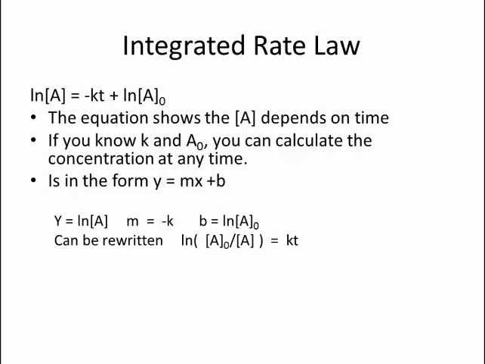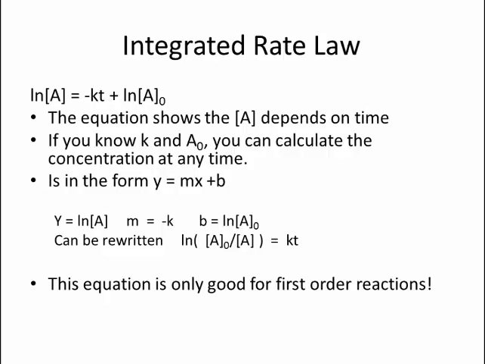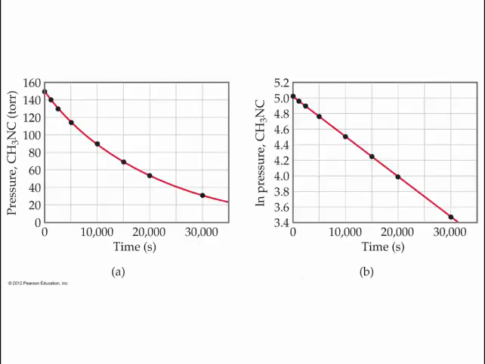It's in the form of y equals mx plus b, where y is the natural log of A, the slope is minus k, and b, the y-intercept, is the natural log of your initial concentration. You can also rewrite it as the natural log of A naught over A equals kt, and you can just manipulate that mathematically. Again, if you need to see this, I will go through all of this step by step in class. But this equation is only good for first order reactions.